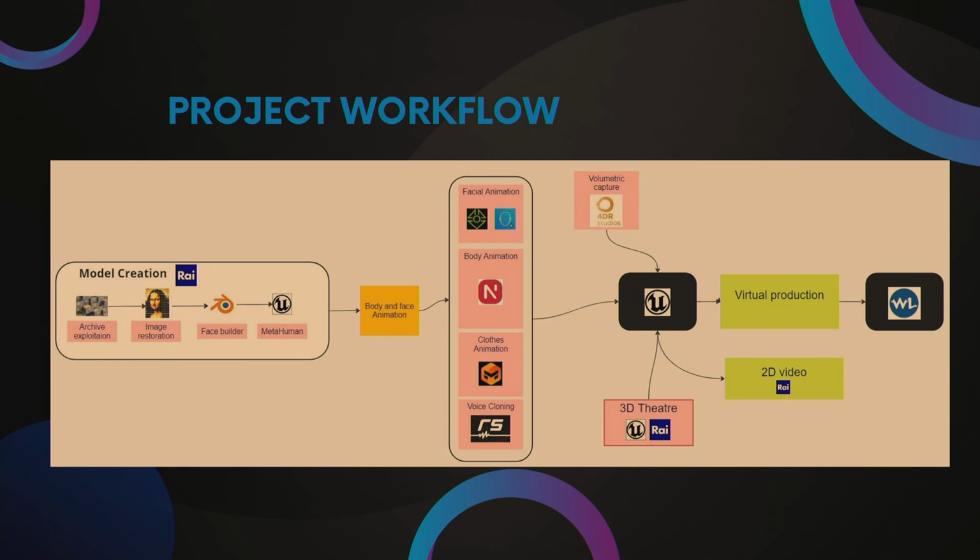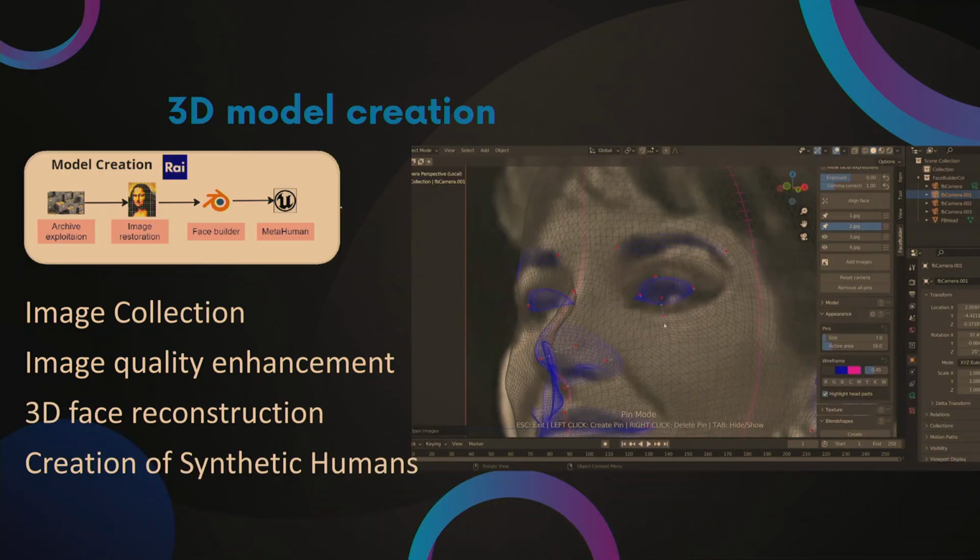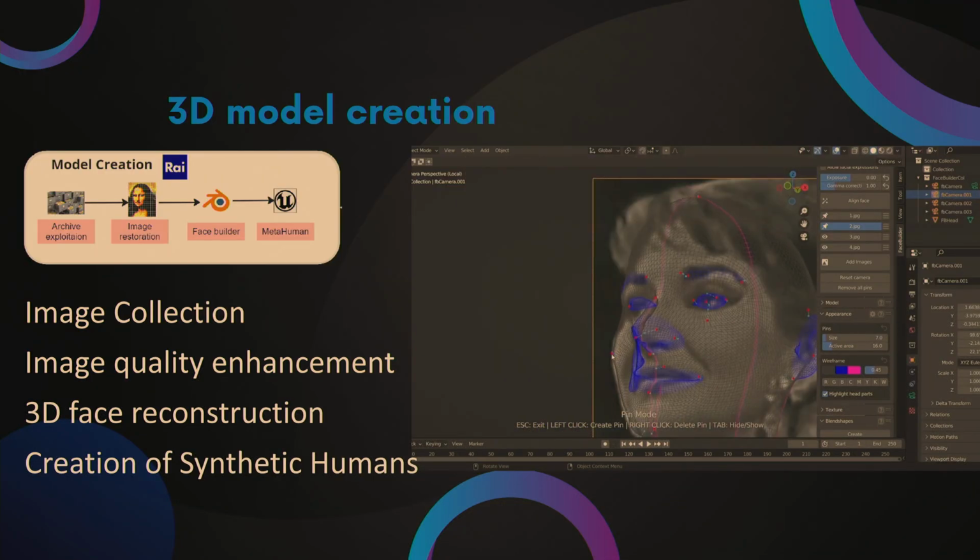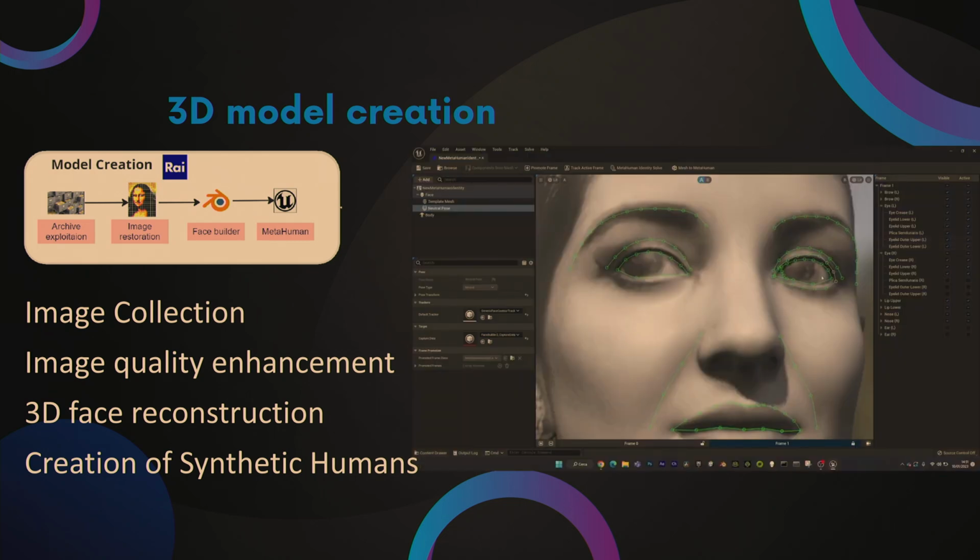developed in a project for the IBC. IBC is the International Broadcasting Conference, and we resurrected the legendary opera singer Maria Callas. And here, as you can see on the left, there is the model creation. In the middle, there is everything related to the animation, for example, body animation, facial emotions, and lip sync. And then we mixed everything in Unreal. The output was a 2D video, and we also had a live demo on a volumetric LED wall.